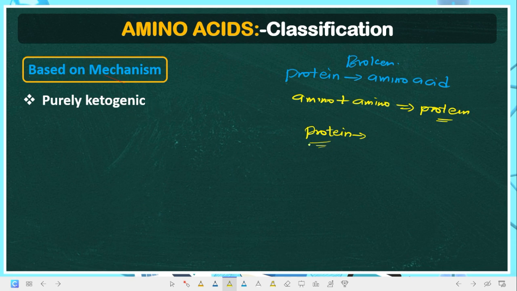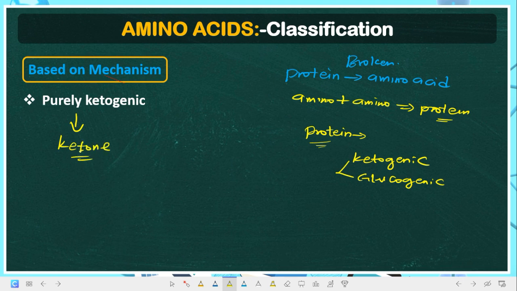It is either they are ketogenic, or they are glucogenic, or they are both ketogenic and glucogenic. So in this session, we are going to look at the ones that are purely ketogenic amino acids. Purely ketogenic amino acids are those that when they are broken down, they form ketone bodies. An example of these ketone bodies is acetone.